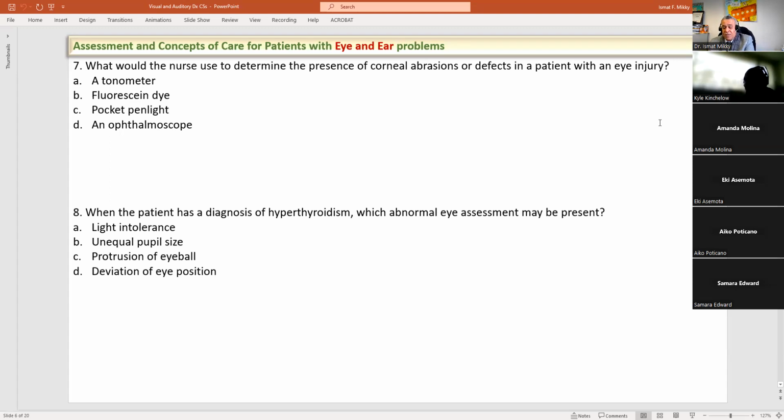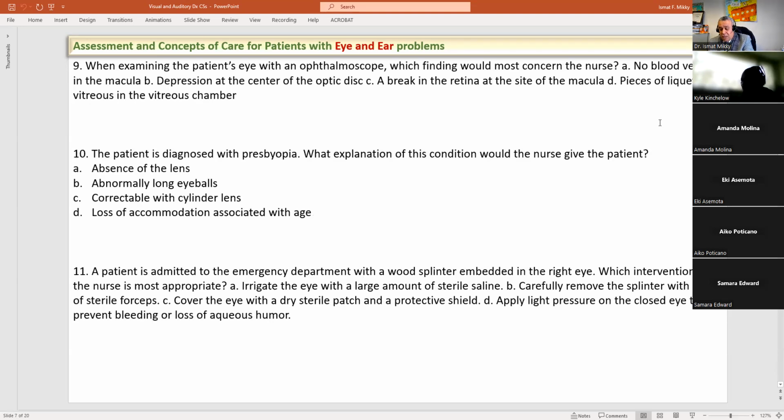When patients are diagnosed with hyperthyroidism, remember that part of the pathophysiological changes is the bulging and protrusion of the eyeballs. The medical term is exophthalmos, or you can interchangeably say ophthalmopathy, both the same, which indicates a protrusion and bulging of the eyeball as a sign of hyperthyroidism. Number 9.